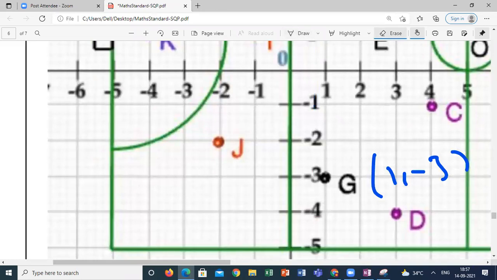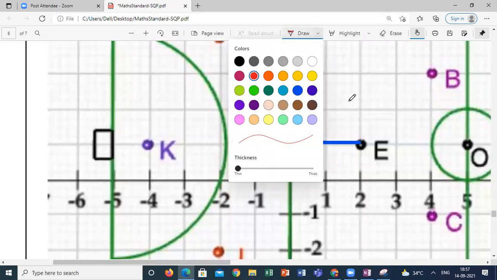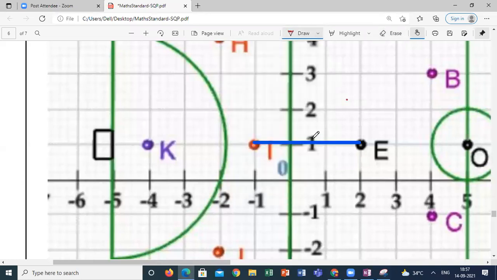I'm taking a perpendicular. See here, I and D are joined, and I'm taking the midpoint. Midpoint means exactly here. Total is 3, so I'm taking 1.5. From here, it is 1.5. Anywhere you draw a perpendicular line here, all these points are equidistant from I and D. But there is a point which is intersecting the x-axis. He's asking that point. That is your answer.